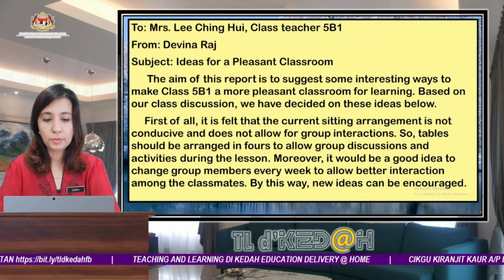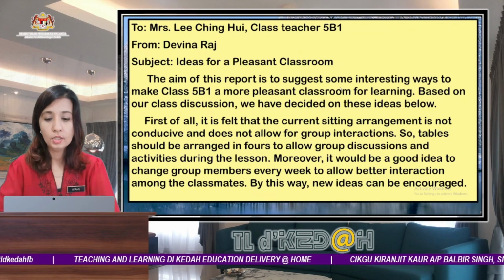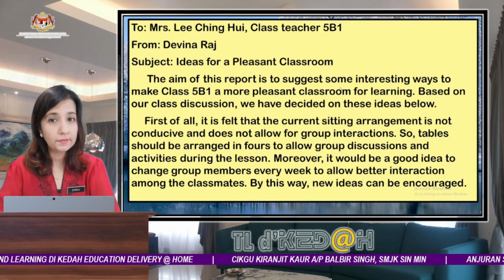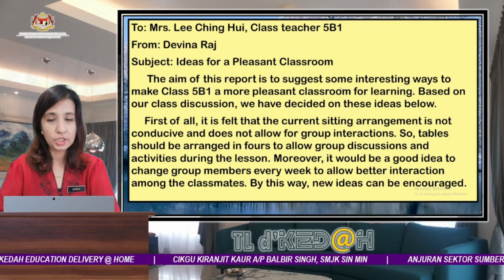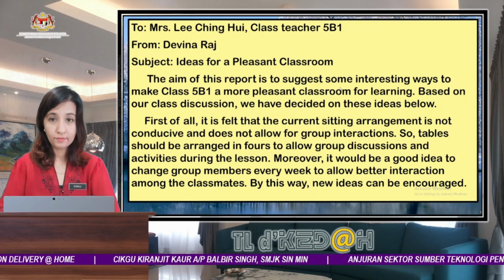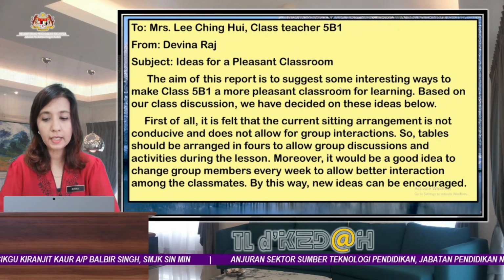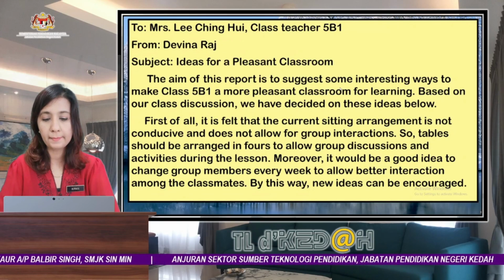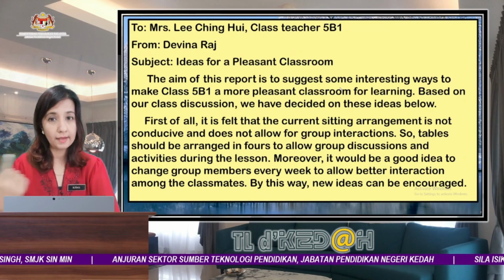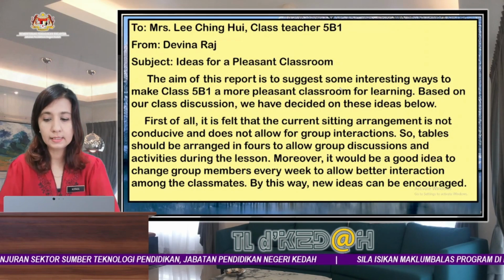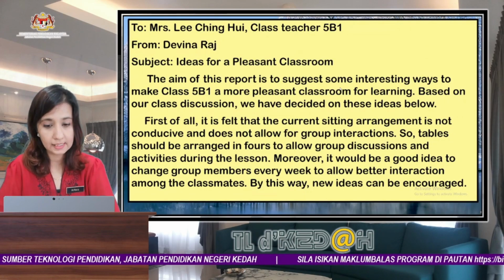So tables should be arranged in fours to allow group discussions and activities during the lesson. So you're giving your reason why you want to change the sitting arrangement. Very well written, okay? Moreover, it would be a good idea to change group members every week. So every group will change the group members every week, to allow better interaction among the classmates.